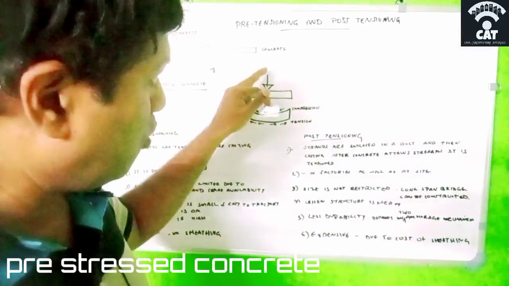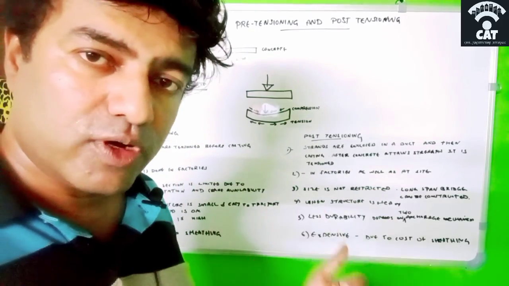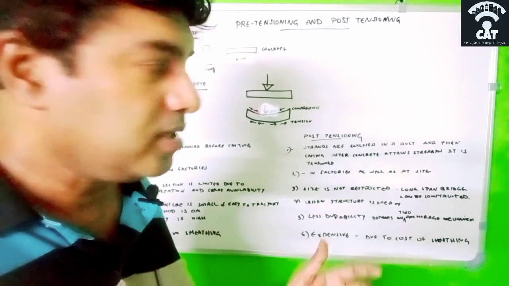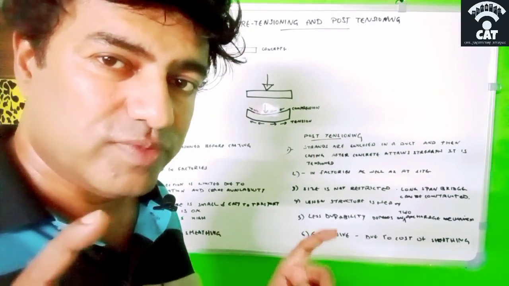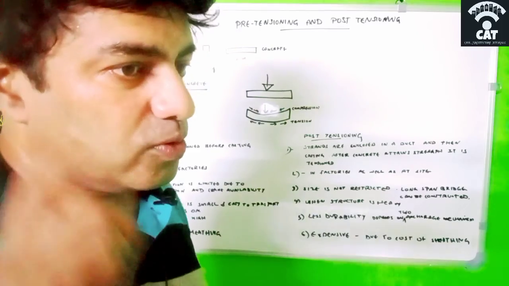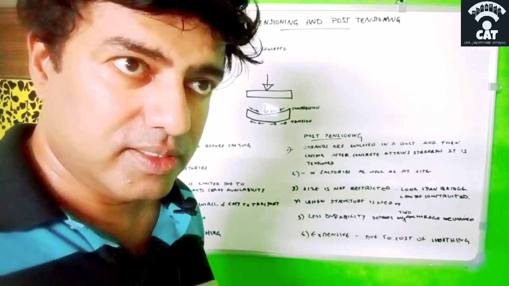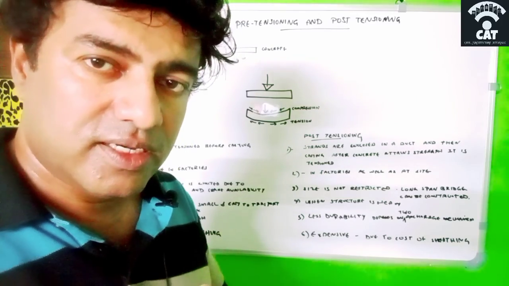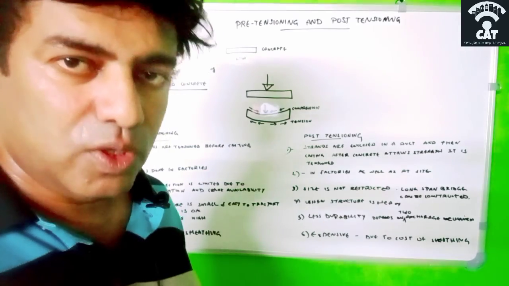Instead of applying a load from there, we have to apply tension before casting or after casting, it doesn't matter, but we have to give more tension to the steel. We can decrease the size of the slab. That is the main point there. So this type of concrete is called pre-stressed concrete. That is, we are stressing that tensile area prior to applying the load.